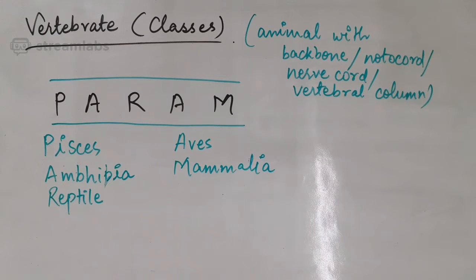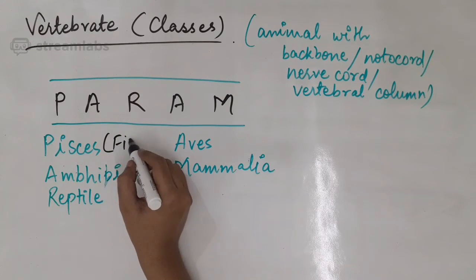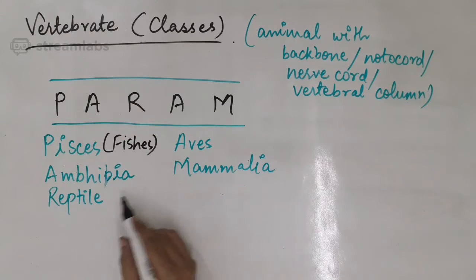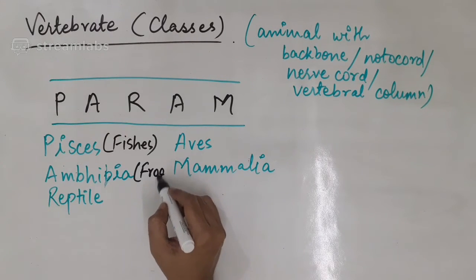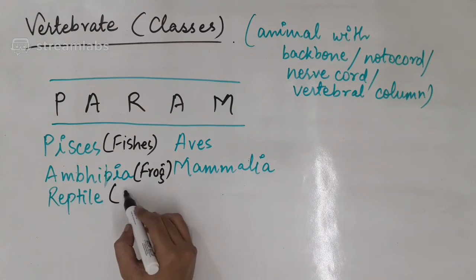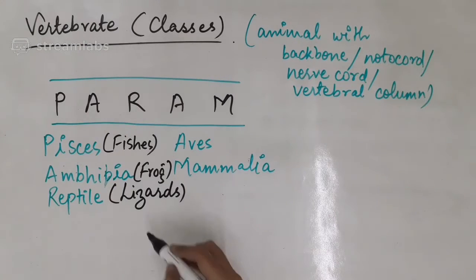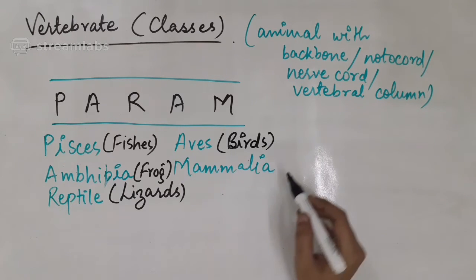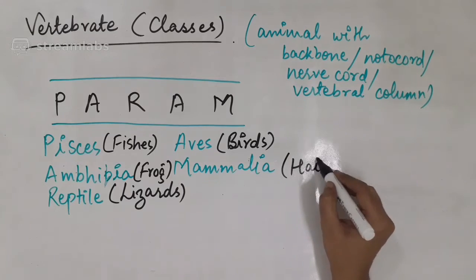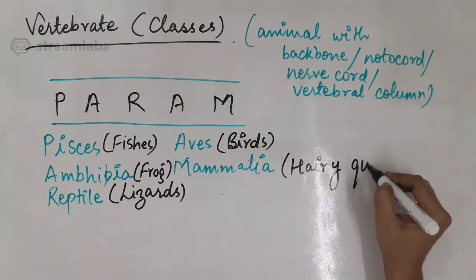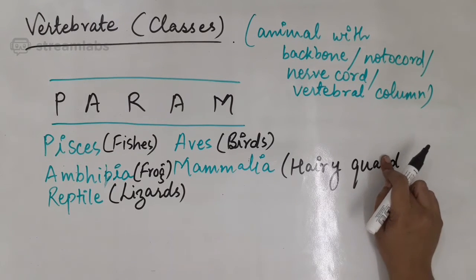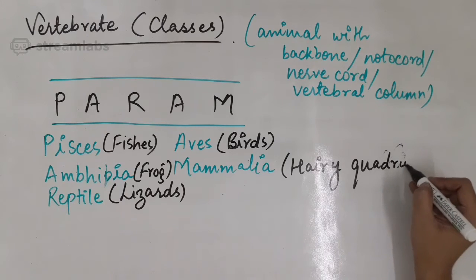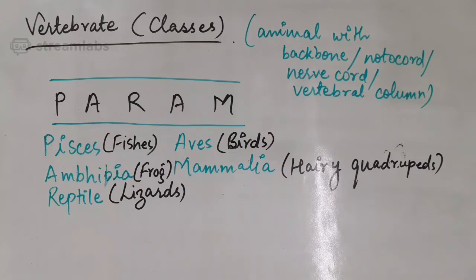And what do the classes carry? Pisces includes fishes, amphibia like frogs, those who can live on land as well as in water, reptile like lizards or snakes, aves include birds, and mammalia are hairy quadrupeds. Hairy quadrupeds means those who are having hair on their bodies and have 4 limbs.